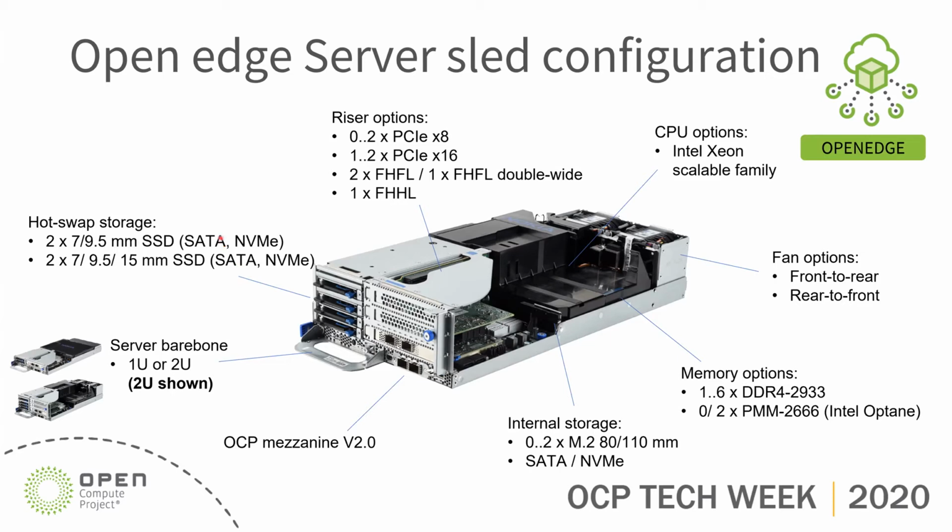In the front, in addition to the M.2s that we have inside permanently, we have hot swap storage. In this 2U sled model, we have two 7 or 9.5mm SSD slots and two slots that can house a 50mm SSD. All of them can be SATA or NVMe. And the 1U sled is half of the height, so that can support roughly half of the I/O in the front panel.